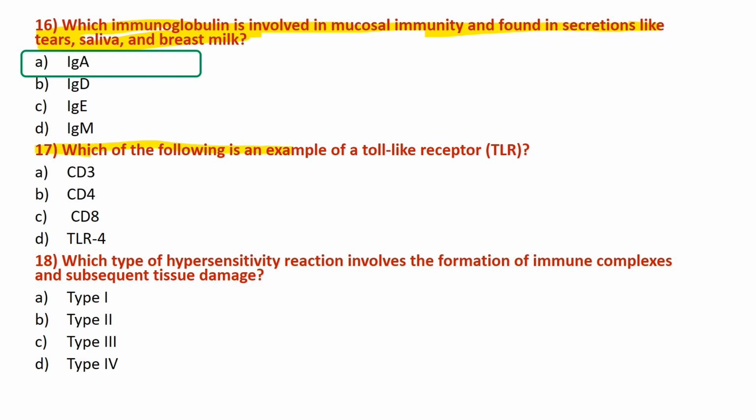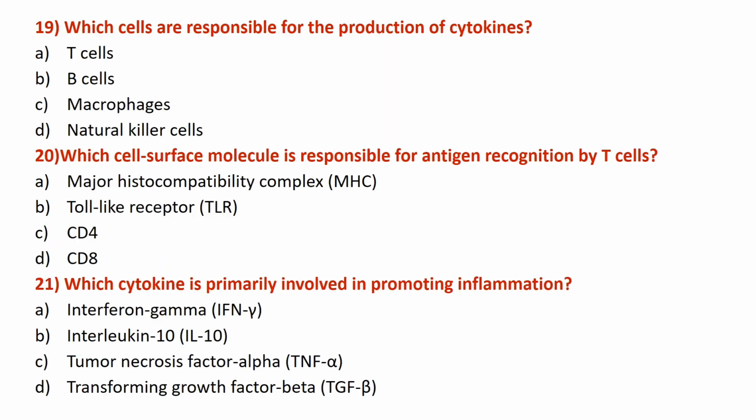17th question is, which of the following is an example of toll-like receptor? And the right answer is TLR4 is an example of toll-like receptor. 18th question is, which type of hypersensitivity reaction involves in the formation of immune complexes and subsequent tissue damage? And the right answer is option C. Type 3 hypersensitivity involves the formation of immune complexes and the deposition of immune complexes.